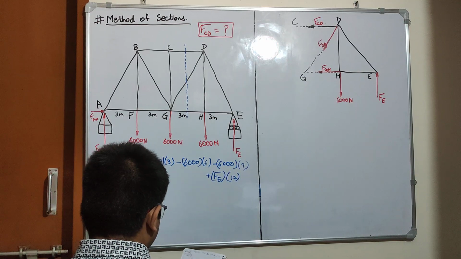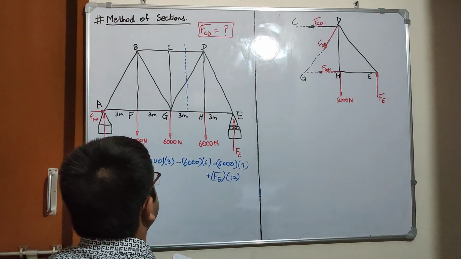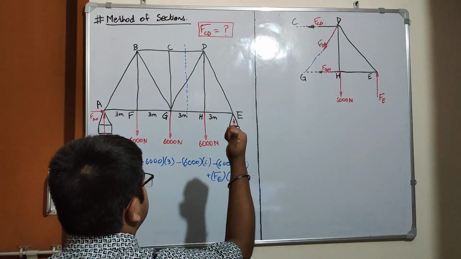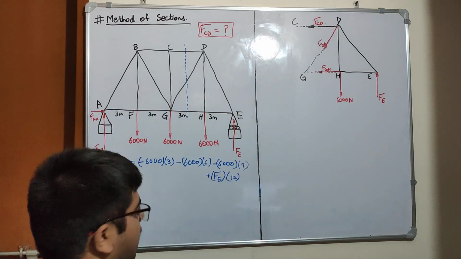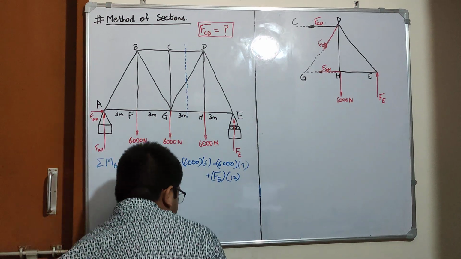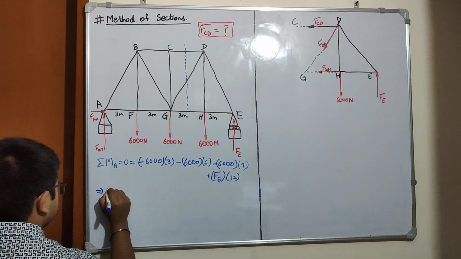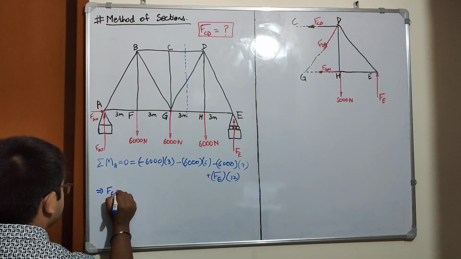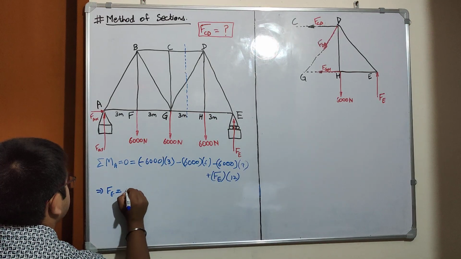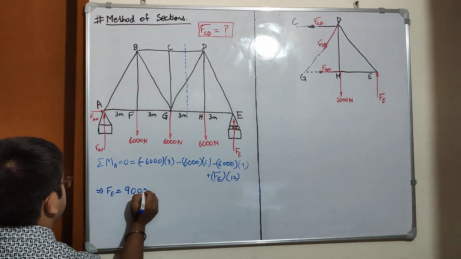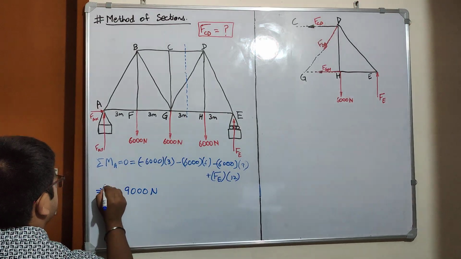We have a force of Fe. It is in an anti-clockwise sense, like we can see here. It is outside the plane of the paper, so it is plus. From this equation, we can calculate Fe. So Fe value equals 9000 newtons. This equation will solve as 9000 newtons.